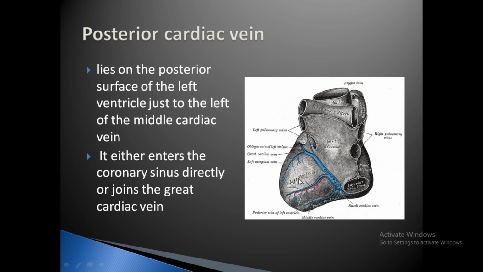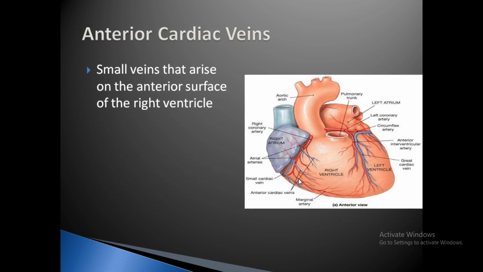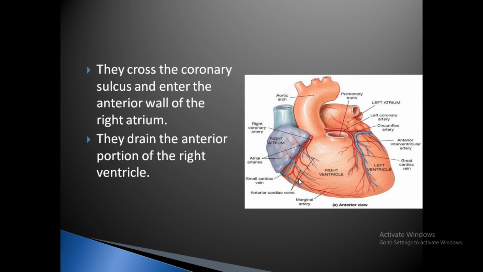The anterior cardiac veins, these are the small veins on the anterior surface of the right ventricle. They cross the coronary sulcus and enter the anterior wall of the right atrium. They drain the anterior portion of the right ventricle.